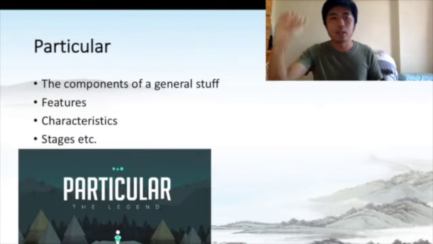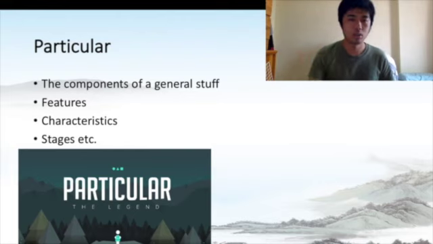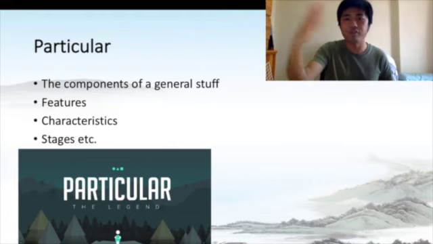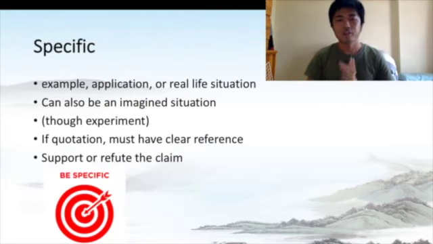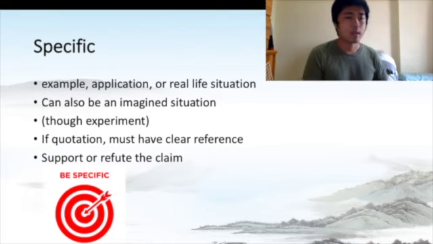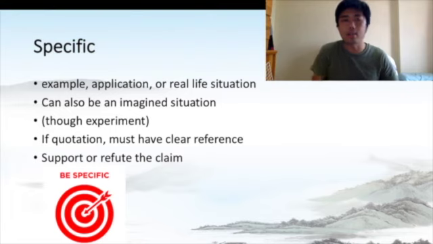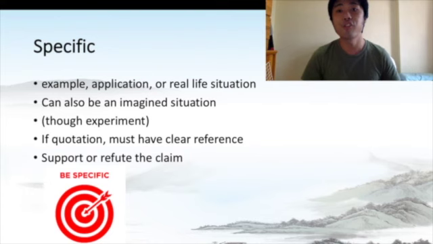When we have a general idea, we need to describe it, so we need to illustrate the particular components, like features or characteristics. If it's a theory explaining a certain development, there must be certain stages, and we need to illustrate the stages. Finally, we have the specific example. We need to use an example to explain how this idea works and whether it works or not. If you want to evaluate a theory, we need to test it in a situation. It can be a real-life situation in the case of case studies. It can also be an imagined situation in the case of thought experiments.